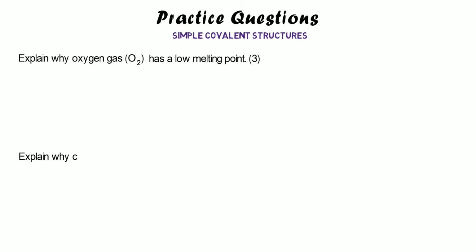Here are some practice questions for simple covalent molecules. Explain why oxygen has a low melting point, because there's a covalent bond between the 2 oxygen atoms. And explain why carbon dioxide, a covalent compound, is a gas at room temperature. Pause the video and give these questions a try.